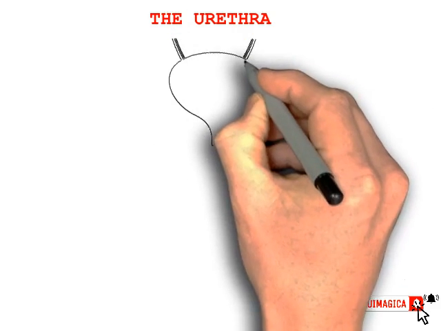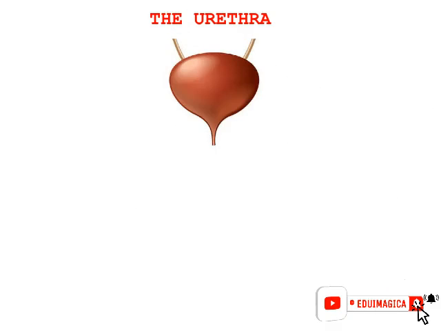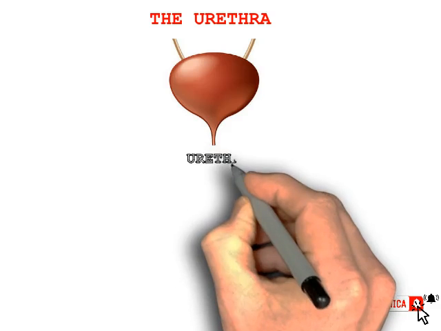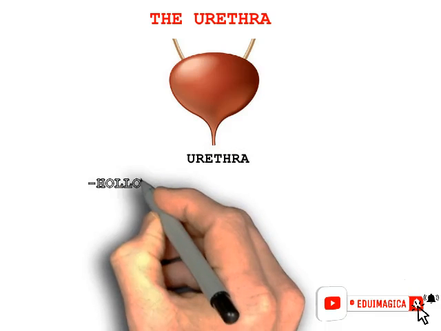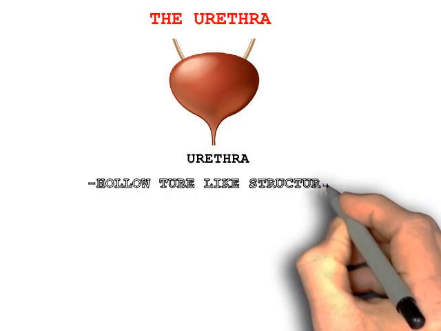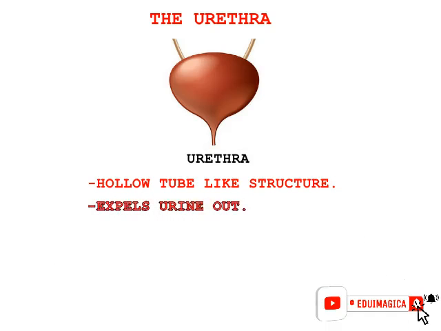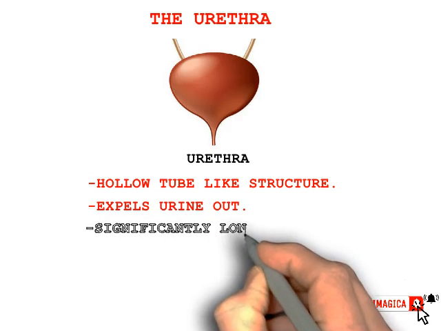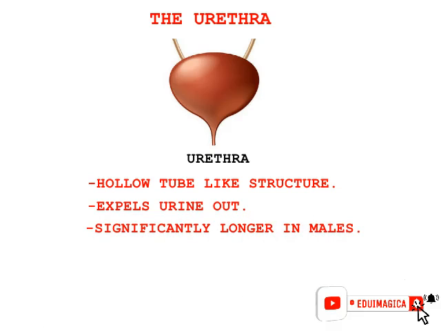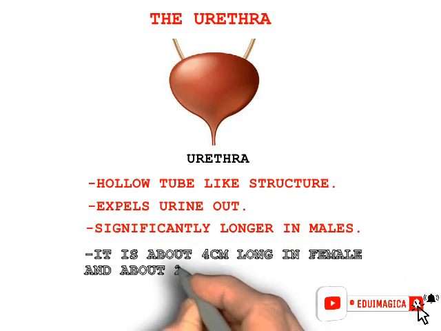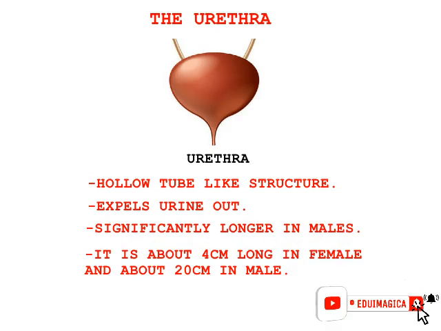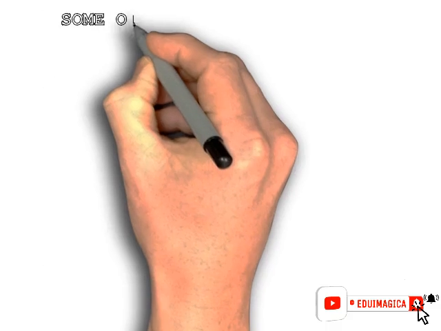Now let's talk about the urethra. The urethra is a long tube-like structure. The urethra expels the urine out. The urethra is significantly longer in males. It is about 20 cm in males and 4 cm in females. Due to this, the chances of urinary tract infection are higher in females.